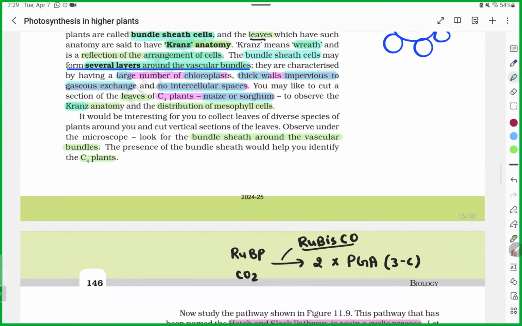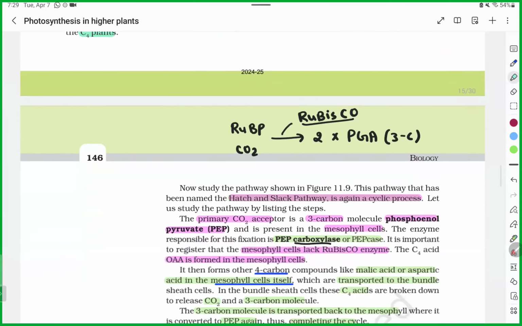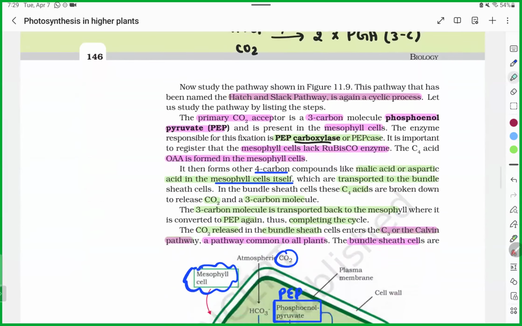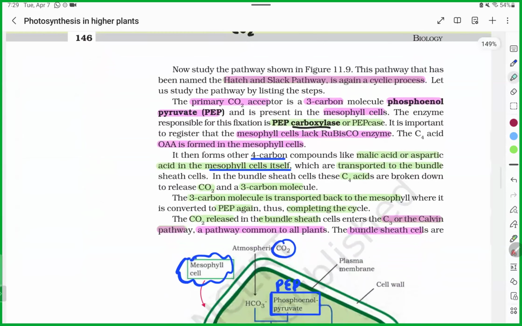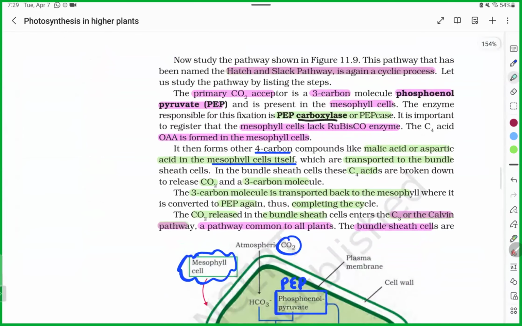What is special in the C4 plant when it comes to the cell? Bundle sheath cells are special because in C3 plants we don't see bundle sheath. Only C4 plants have this bundle sheath. C3 में नहीं होती, C4 में होती. This pathway is known as the Hatch and Slack pathway. The C3 pathway is known as the Calvin cycle.